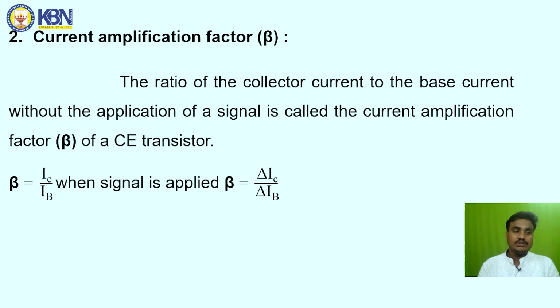The next one, current amplification factor beta, exists due to the CE configuration, which means the ratio of collector current to the base current without the application of the signal in the CE configuration. It is represented with beta. That's why beta equals IC by IB. Beta is the current amplification factor in the CE configuration, IC is the collector current and IB is the base current.